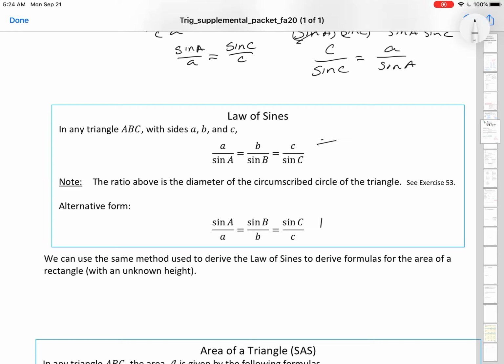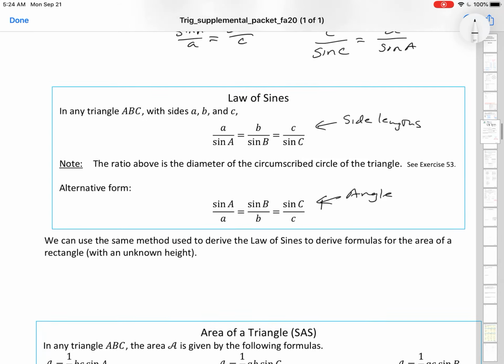So if you wanted to ultimately solve for a side length, well, get the side lengths up top. If you want to be solving for an angle, well, get the angles up top. You can use it however you want.